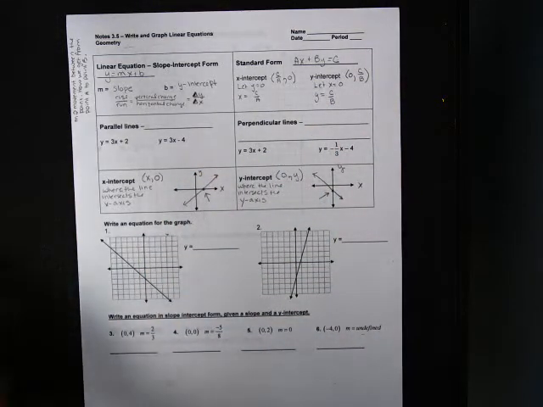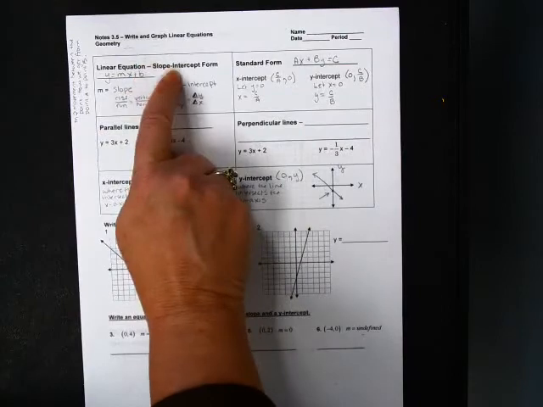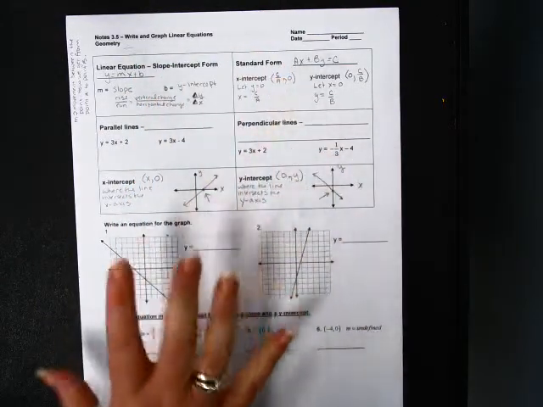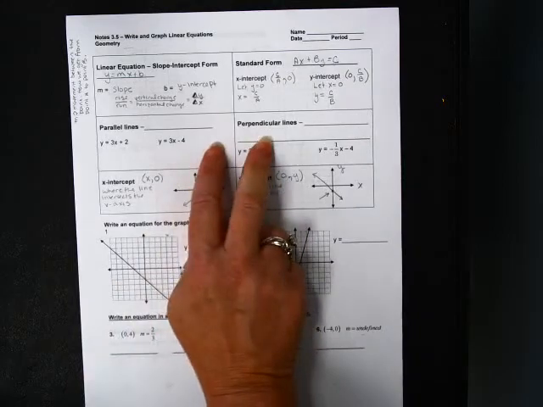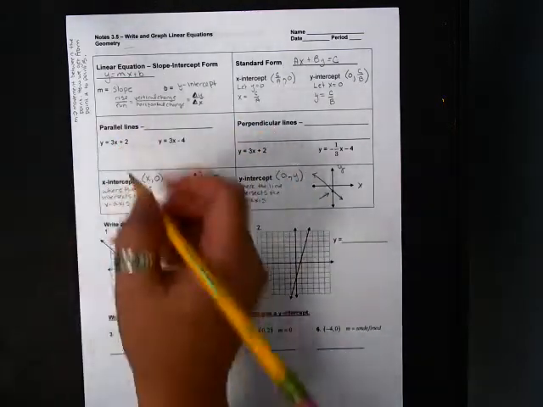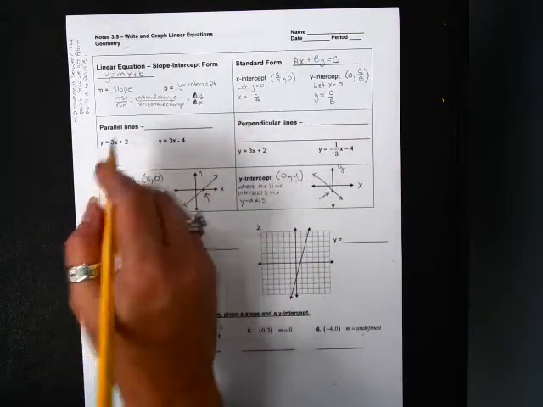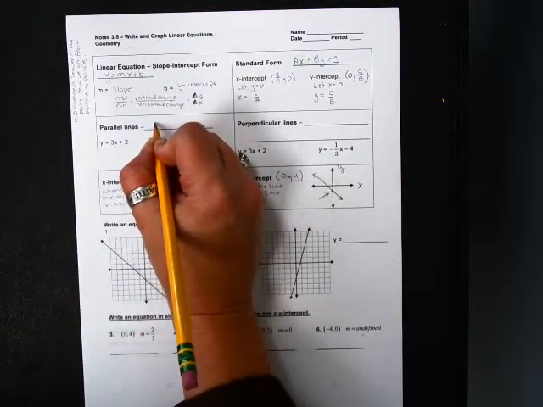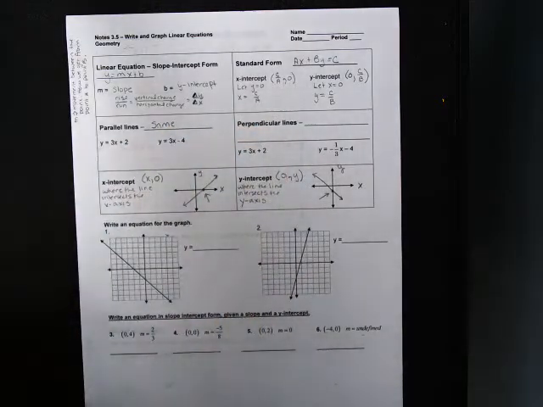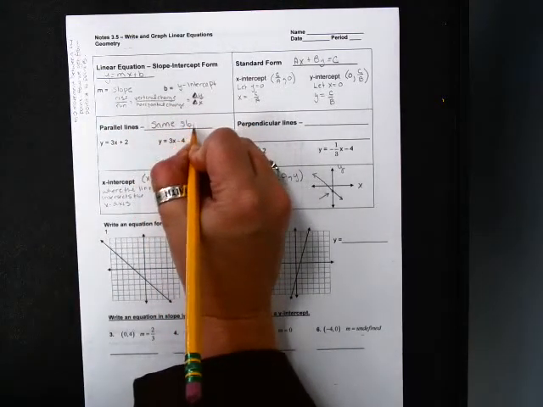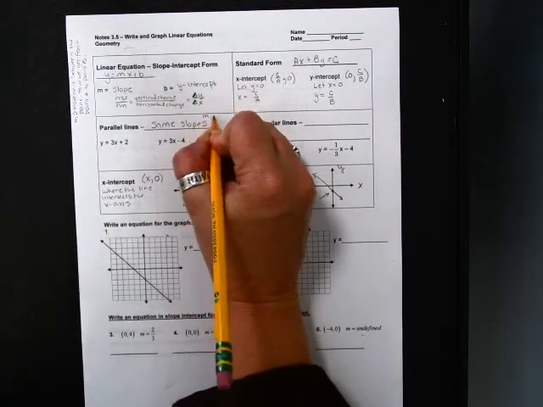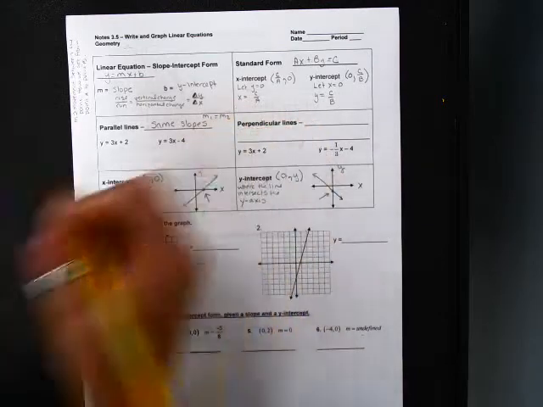Okay, so this is the linear equation slope-intercept form, and this one is standard form. Now we have two different kinds of lines we're going to talk about today, parallel and perpendicular. Parallel, you may remember from a previous lesson, have the same slopes, and you know that your M1 is equal to M2.